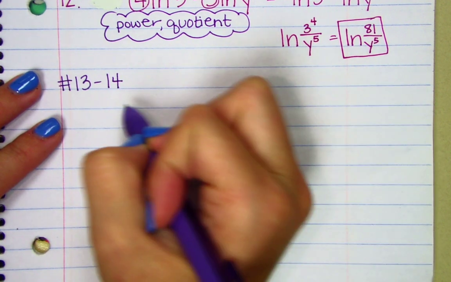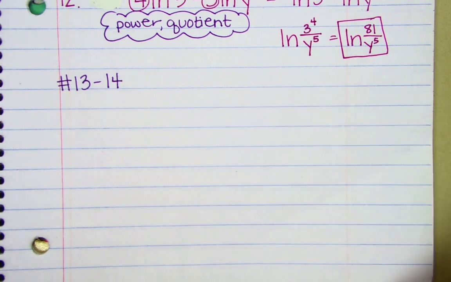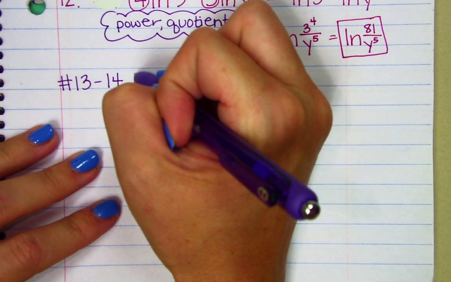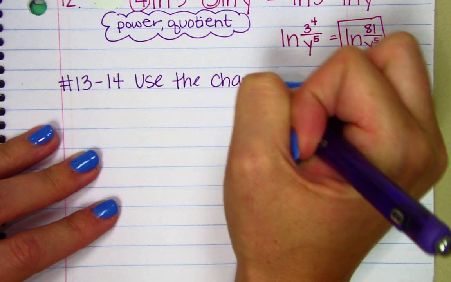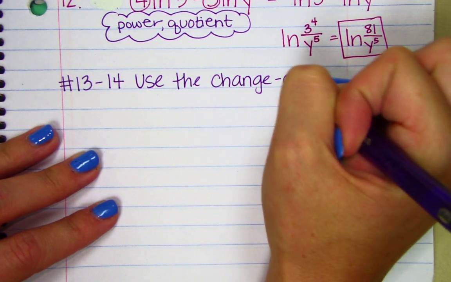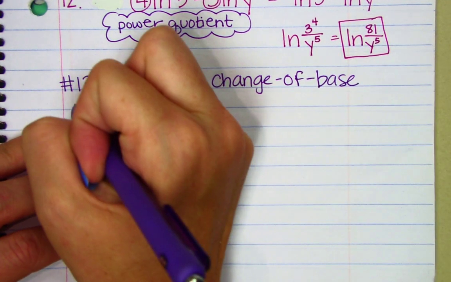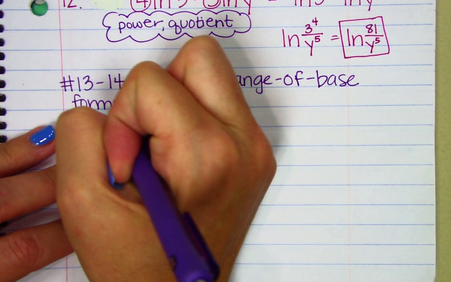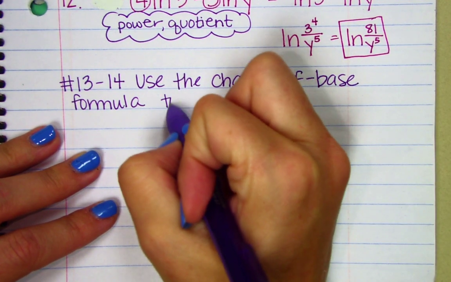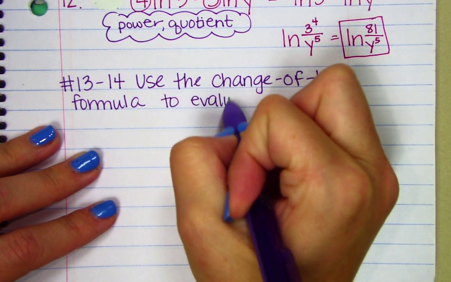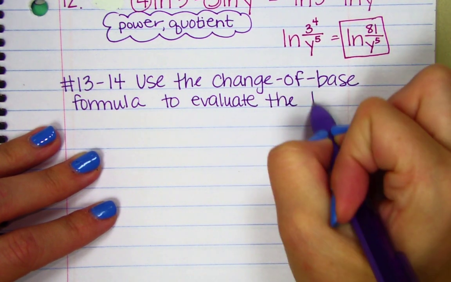Right, on number 13 and 14, we're going to use the change of base formula from the front page, the little box that we glued on last time, to evaluate the logs, okay, the logarithms.